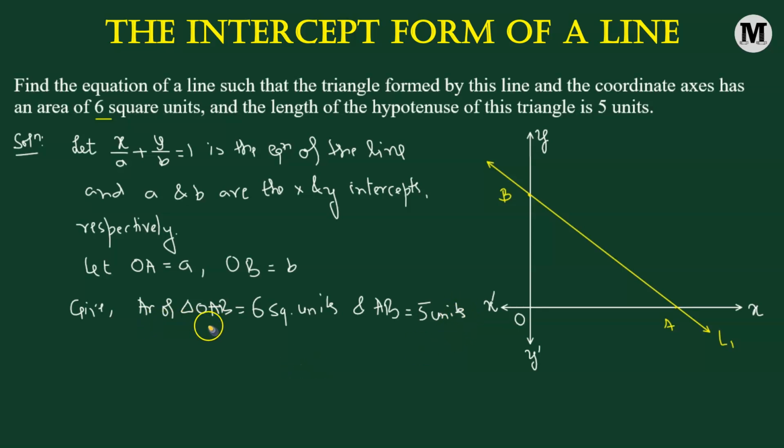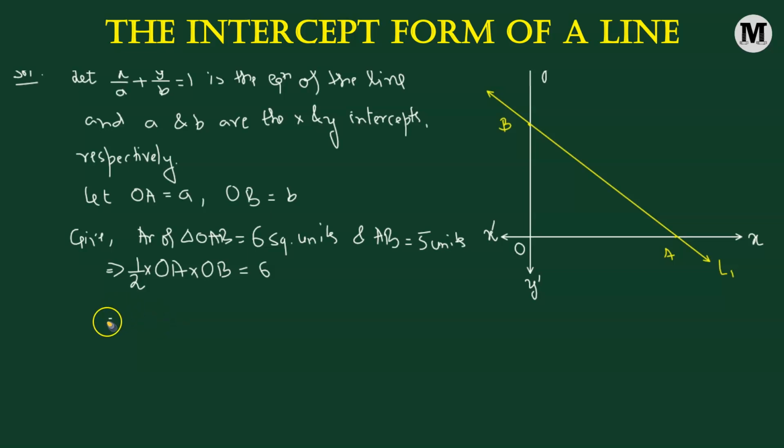Fine. Now what is the area of triangle OAB? The area of a triangle is given by half times the base, so the base here is going to be OA, times the altitude, so the altitude will be OB. This equals 6 square units. So what we have here is half times A times B equals 6, or in other words we can say that AB is going to be equal to 12.